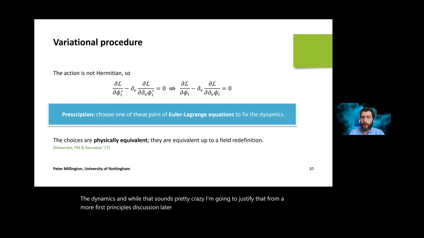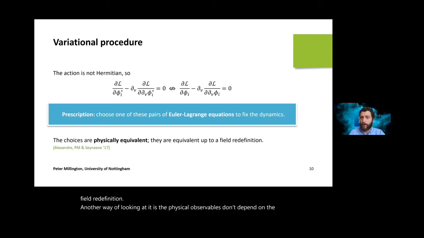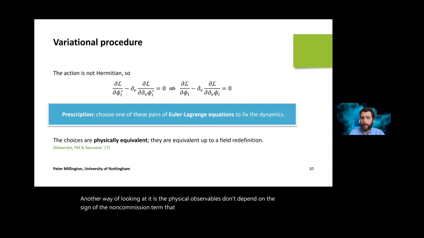But the reason heuristically we can understand why this is okay is because physical observables don't care which choice we make. So the predictions are physically equivalent. And the reason for that is because the difference between these two choices can be absorbed in a field redefinition. Another way of looking at it is the physical observables don't depend on the sign of the non-Hermitian term that I've added to the Lagrangian. So you could think about this in terms of the two different ways that I could analytically continue the corresponding Hermitian theory into the non-Hermitian theory.